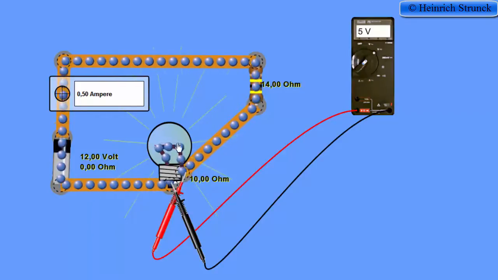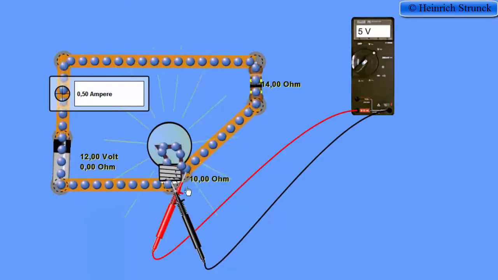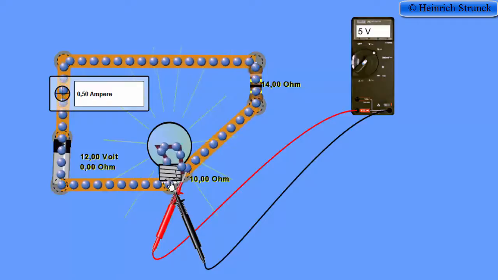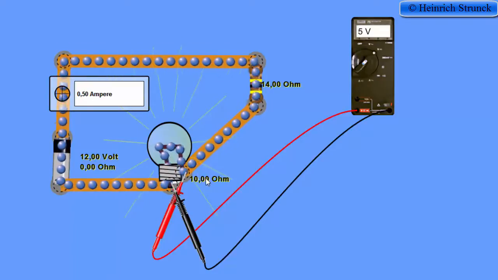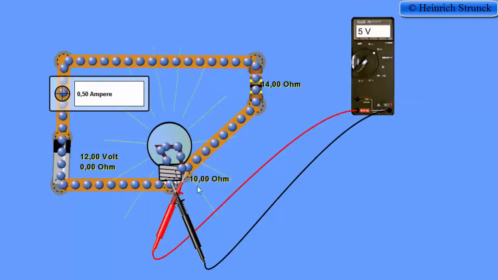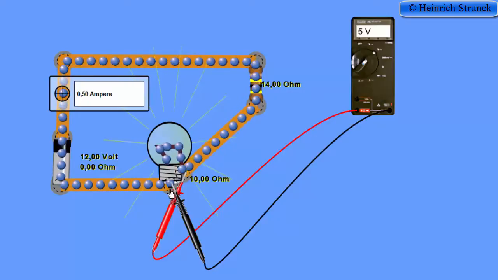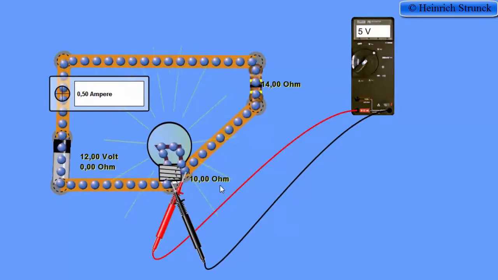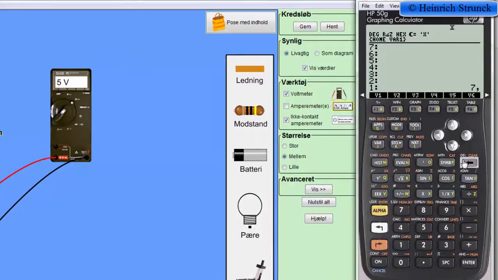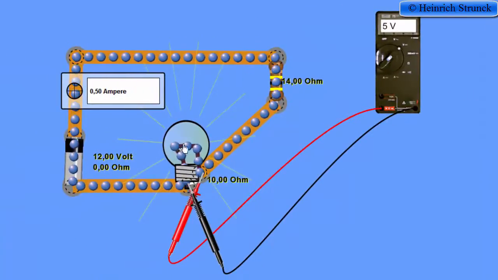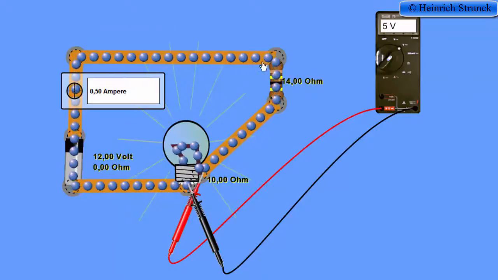Let's just say that this lamp is a 6 volt lamp instead, so that we want 6 volt across the lamp. We know that the resistance is 10 ohm, so now we're going to calculate the current for the lamp if there is 6 volts across the lamp. So we have 6 volt across the lamp, and we have a resistance of 10 ohm. It gives us a current of 0.6 amp. Now we know that the current in the system has to be 0.6 amp.